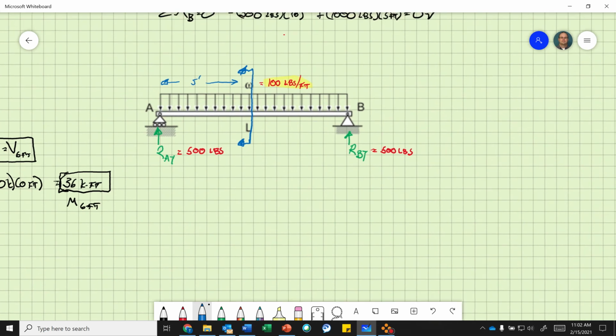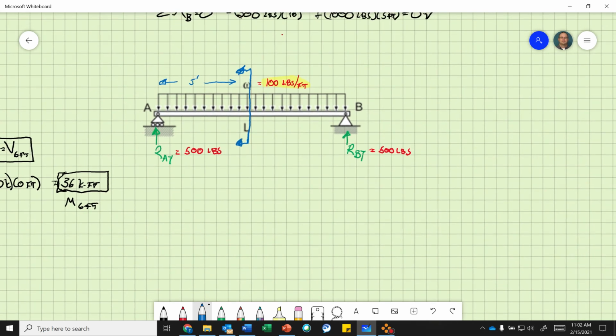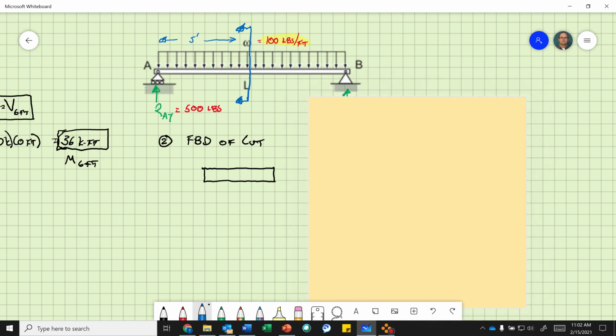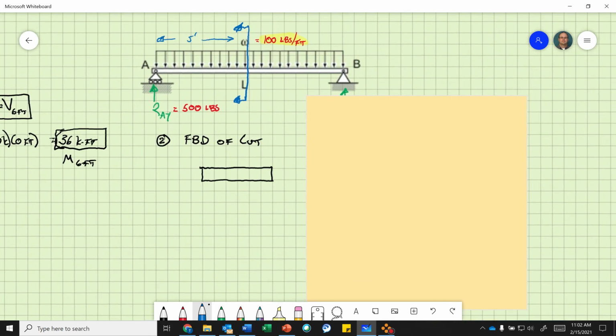So now step 2 of the whole process is the free body diagram of the cut. So let's draw that out. So here's our beam. Whoops. I don't want this side. How do I get rid of that?